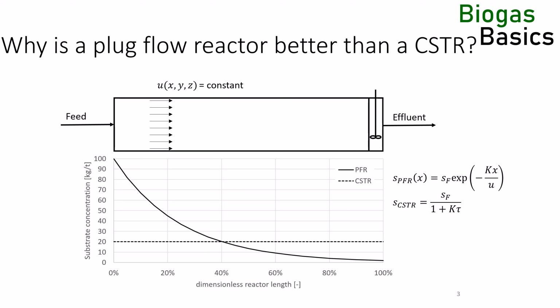On the other hand, the CSTR is gradient-free. It has the same concentration everywhere in the reactor and in the outlet. On average, the concentration is lower in the CSTR than in the plug flow reactor, so the reaction rate and the substrate conversion are lower as well. That is why the plug flow reactor has a higher conversion efficacy than a CSTR with similar residence time.